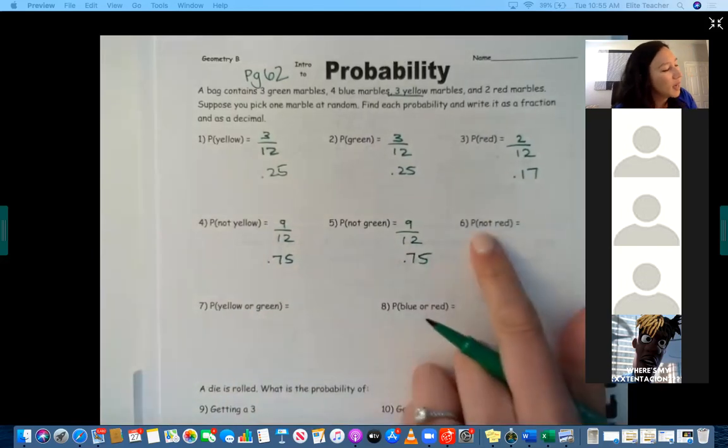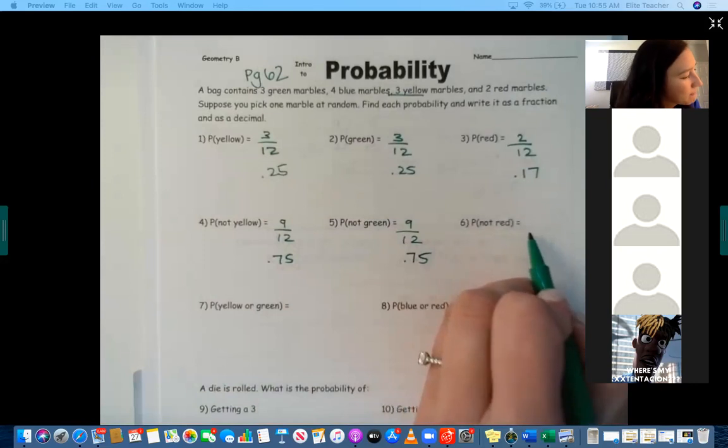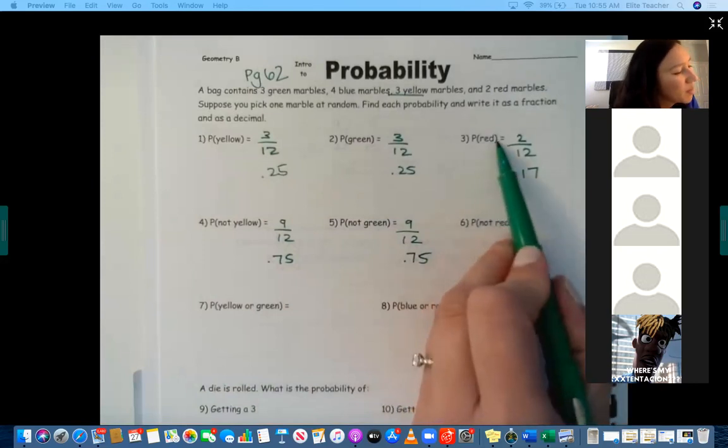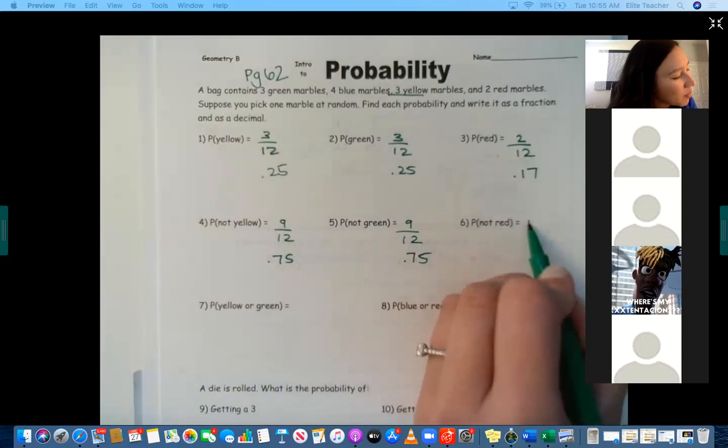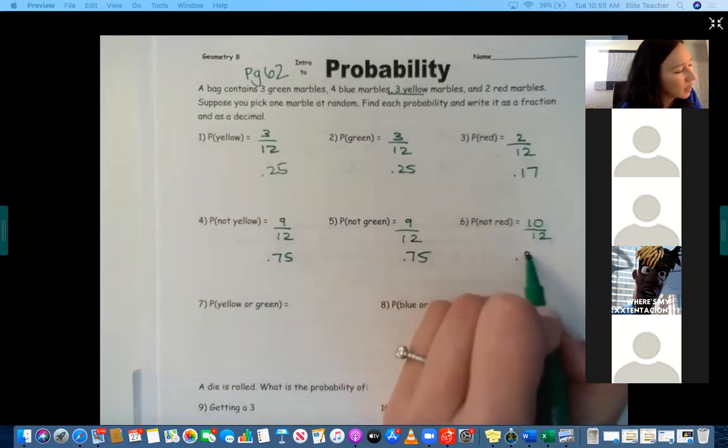And then the probability of not selecting a red. So the probability of picking a red was 2. So then, yep, it would be 10 out of 12, which would be 0.83.